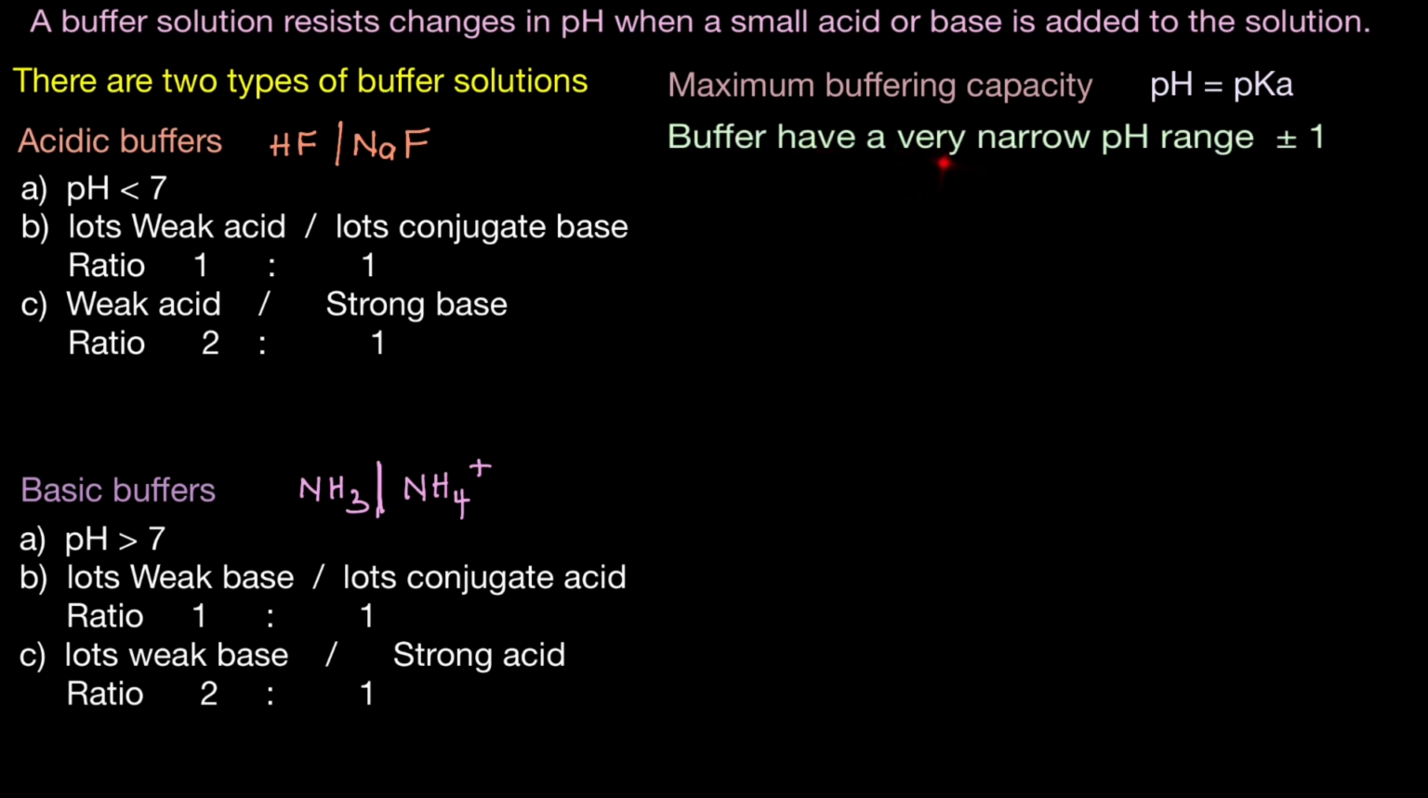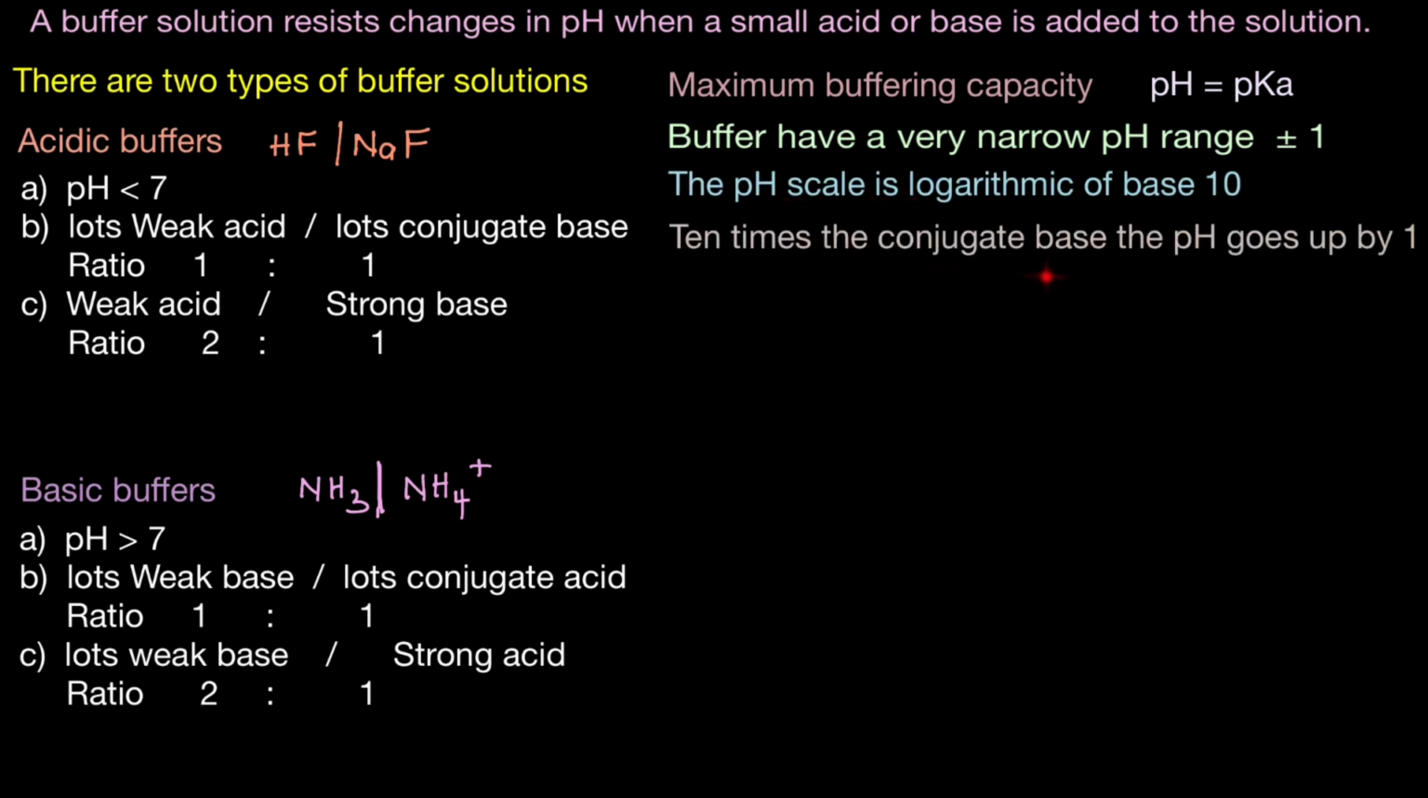Buffers have a very narrow pH range of plus or minus 1. The pH scale is logarithmic, base 10. If there is 10 times the conjugate base, the pH goes up by 1. If there is 10 times the weak acid, the pH goes down by 1. That's what the pH range of plus or minus 1 is. A 100-fold change will be 2, so it will go down by 2. A 1,000-fold change will be going down by 3 or going up by 3.